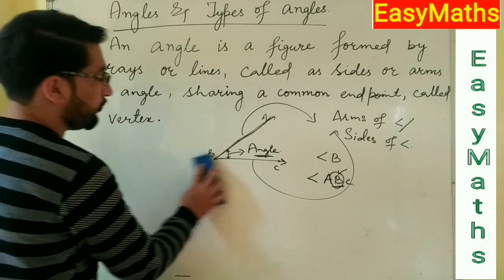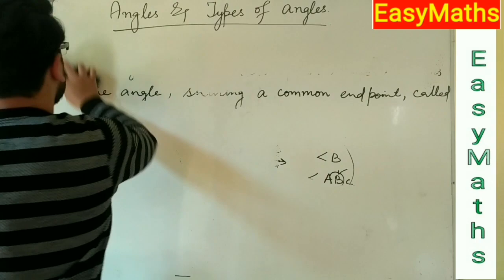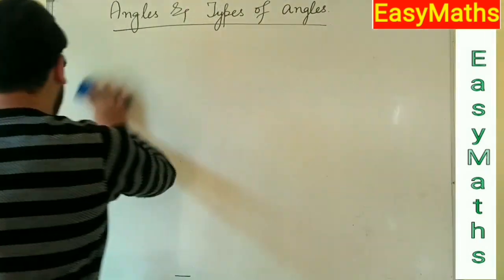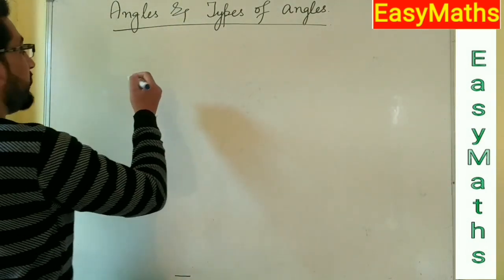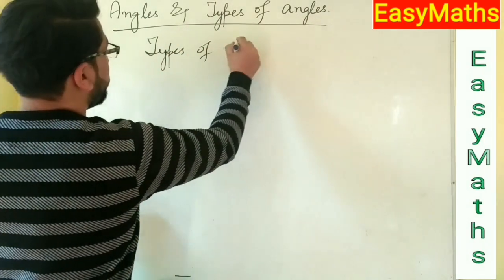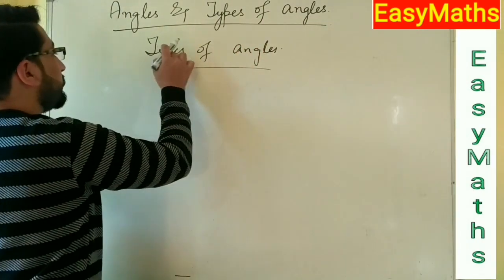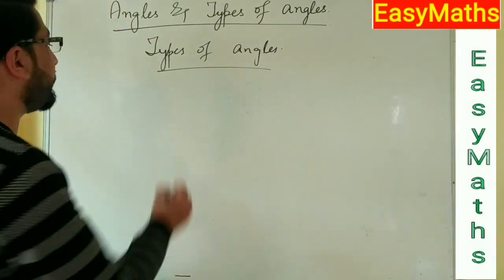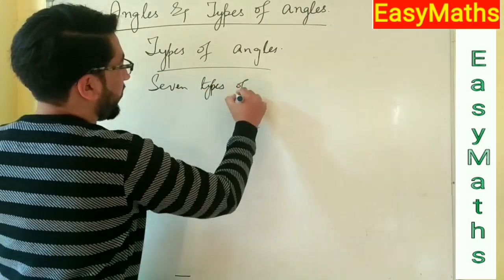Moving forward now to the types of angles. How many types of angles are there? Why are they named so? These are the questions for us. Basically there are 6 types of angles, but many mathematicians say that there are 7 types of angles.